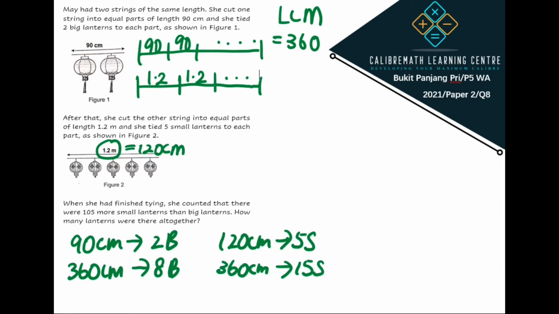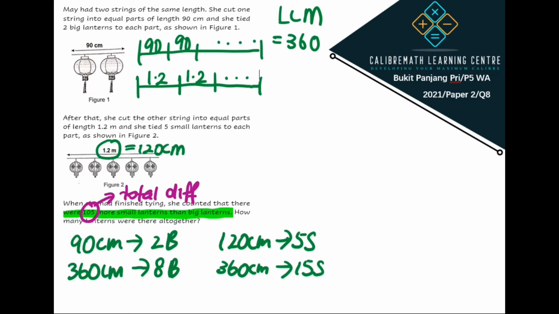Another important piece of information given in this question is there were 105 more small lanterns than big lanterns. So 105, you need to understand that is the difference between the small lanterns and the big lanterns. So this is in fact the total difference between the big and the small lanterns.